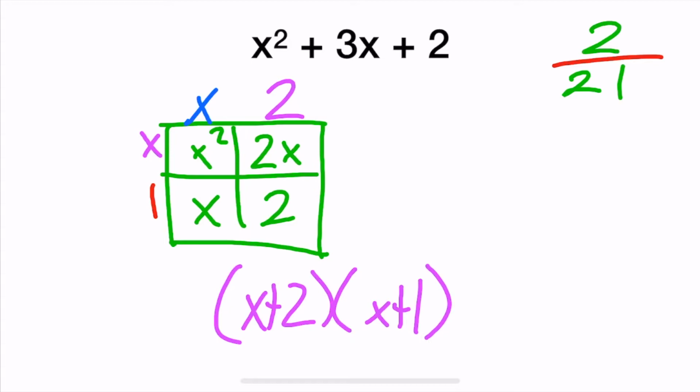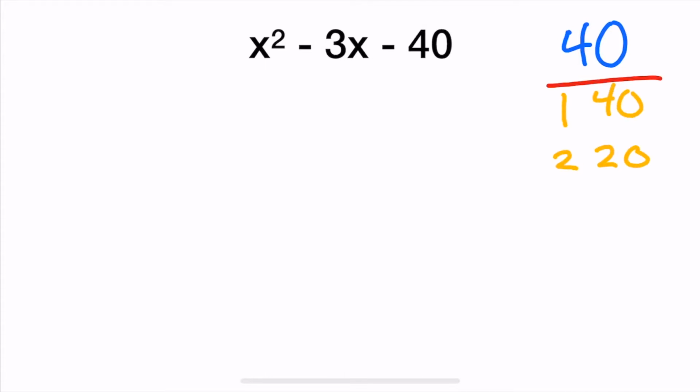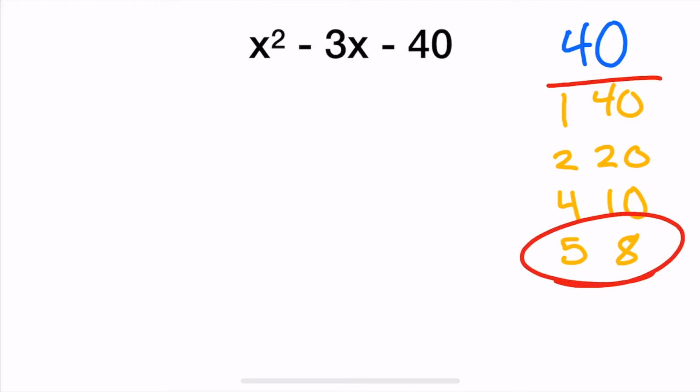Now let's try another problem. So in this case, you'll notice it's a difference, but it's two numbers that have to multiply to be 40, and yet also have a difference of 3. So let's think of our numbers that multiply to be 40. 1 and 40, 2 and 20, 4 and 10, and then of course 5 and 8. Now of these, the only ones that have a difference of 3 are 5 and 8.